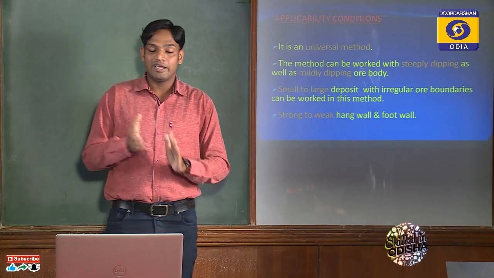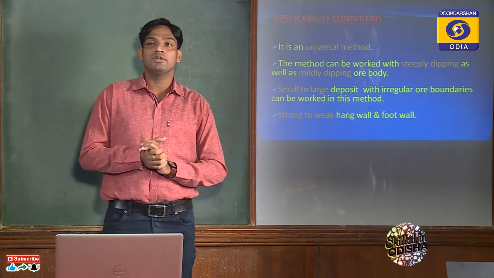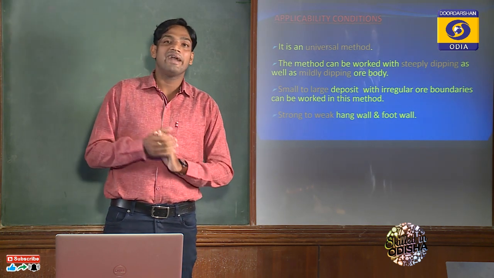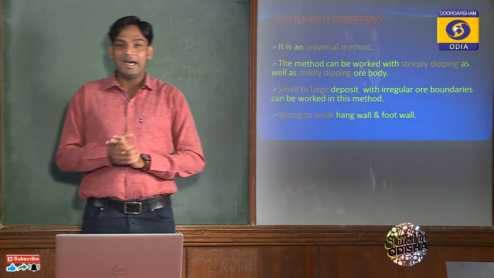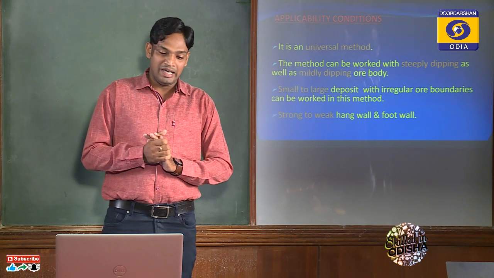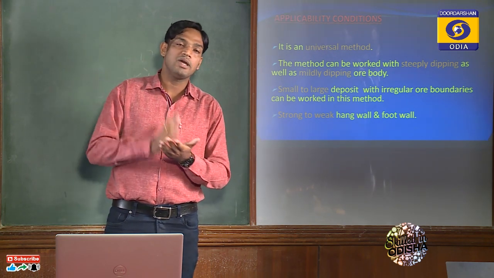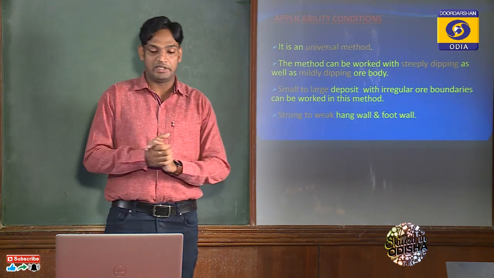in this method. Here one term is coming, irregular ore boundaries. We know if irregular ore boundaries are there, then it may dilute the ore during extraction. But in this method we can also work with irregular ore boundaries. And small to large deposits can be worked, whether it is small or medium or large, we can work in this method. That's why it is called a universal method.